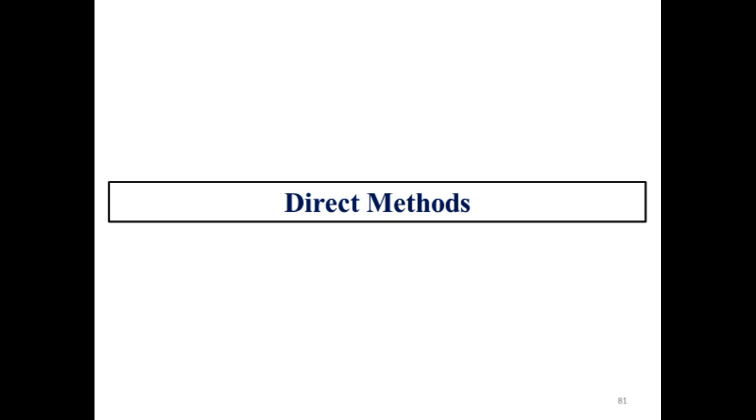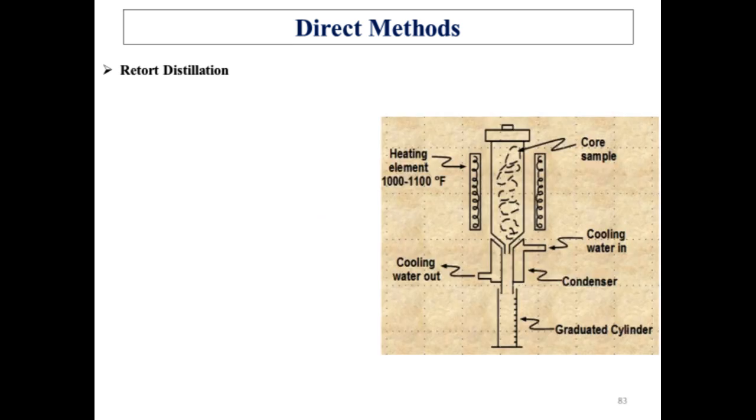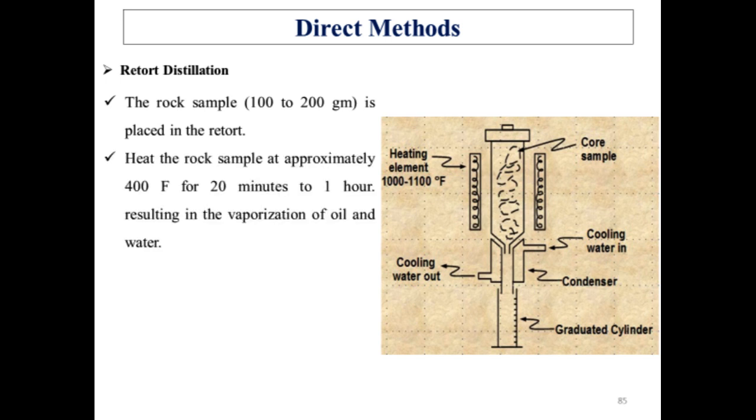Direct methods. Retort distillation. The rock sample is placed in the retort. Heat the rock sample at approximately 400 Fahrenheit for 20 minutes to 1 hour, resulting in the vaporization of oil and water. Dean-Stark extraction.